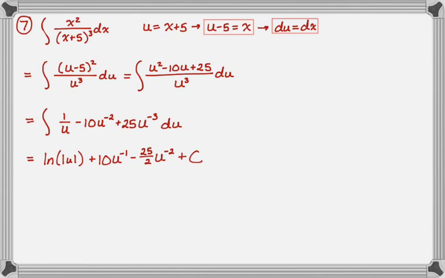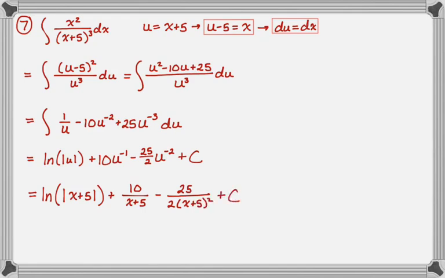And I'm actually just going to substitute here. I'm not going to try to get a common denominator amongst those things, because nothing good is going to happen. So I'm going to rewrite it, but I'm not going to use negative exponents because I'm kind of biased against those. So I'm going to get 10 over u, where u is equal to x plus 5, minus 25 over 2 times the quantity x plus 5 squared, plus c. All right, so that's the 7th problem.